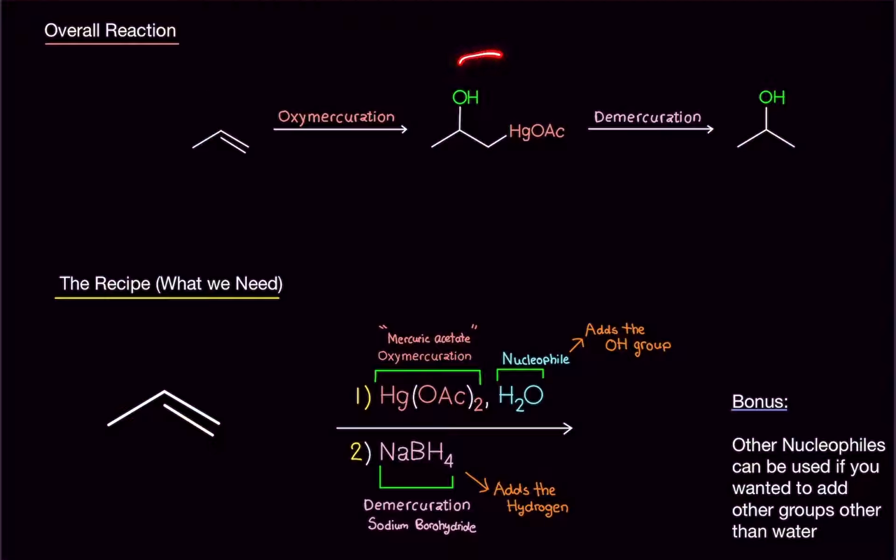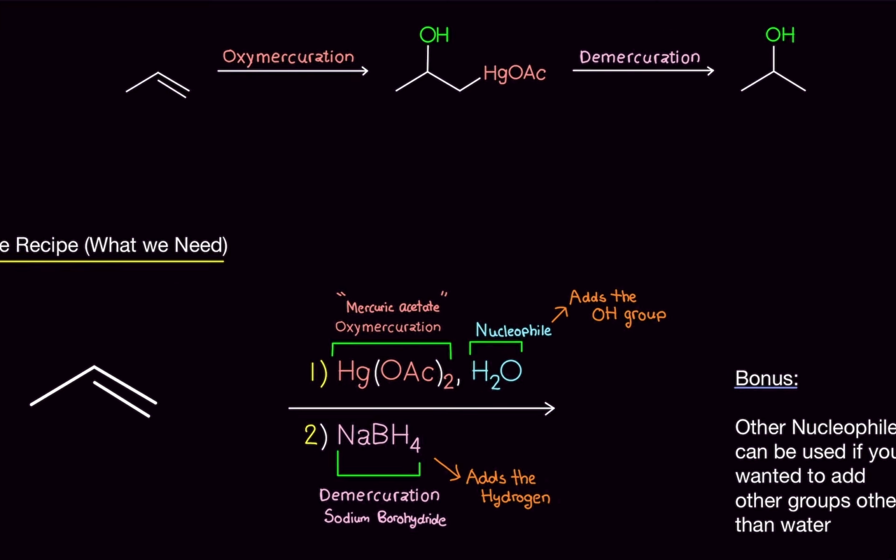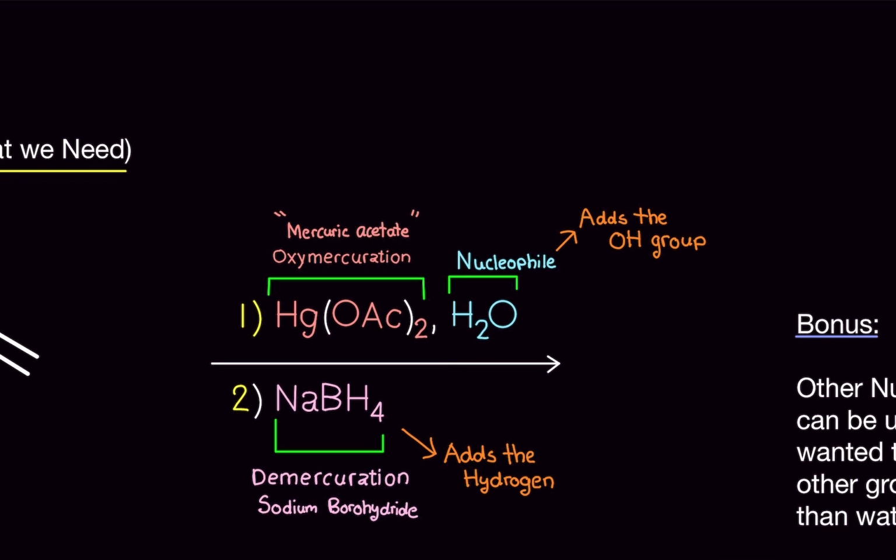Now we have this. Now we have to do something called demercuration. In other words, get rid of the mercury, the mercuric acetate molecule. So we are left with just our OH and then the water that's actually there, that's hidden. So here's the recipe for what we need to do this reaction. We have our alkene. The first thing we need is mercuric acetate. It's Hg(OAc)2.